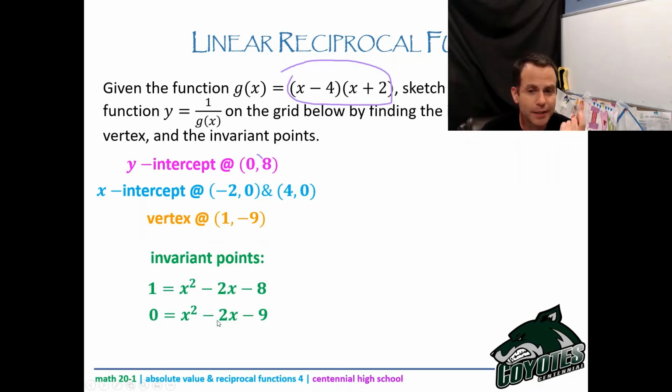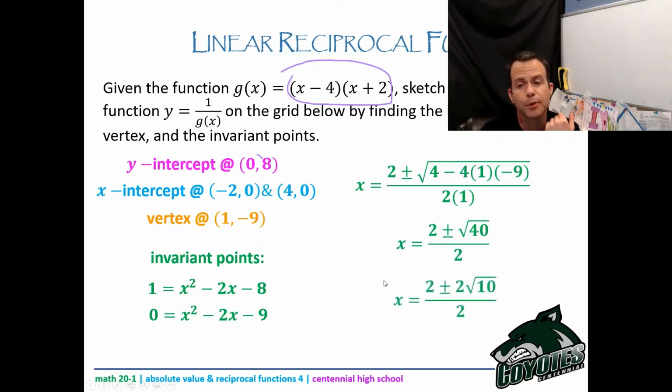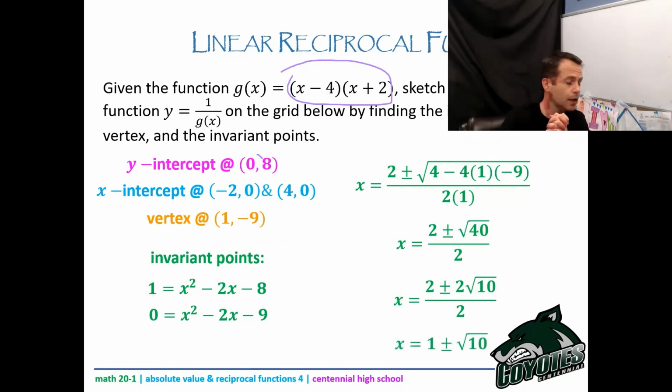Okay, a is 1, b is -2, and c is -9. So I end up with 2 plus or minus the square root of b squared, which is 4, minus 4 times 1 times -9, all over 2 times 1. -4 times -9 is 36, so that ends up being the square root of 40. That'll be 4 times 10, and the root of 4 can come out to be 2. If I divide everything by 2, I'll be looking at 1 plus or minus root 10. So for y equals 1, there are two different points: (1 plus root 10, 1) and (1 minus root 10, 1).